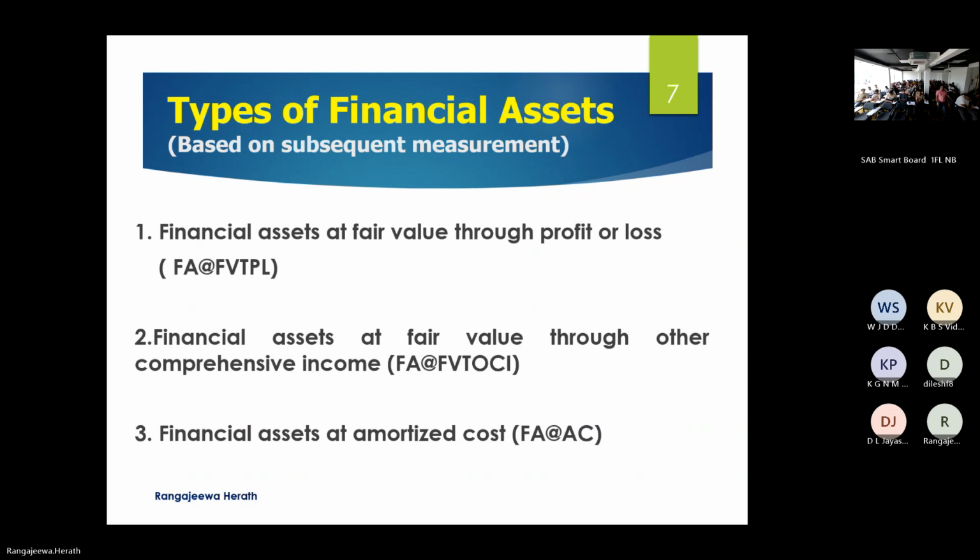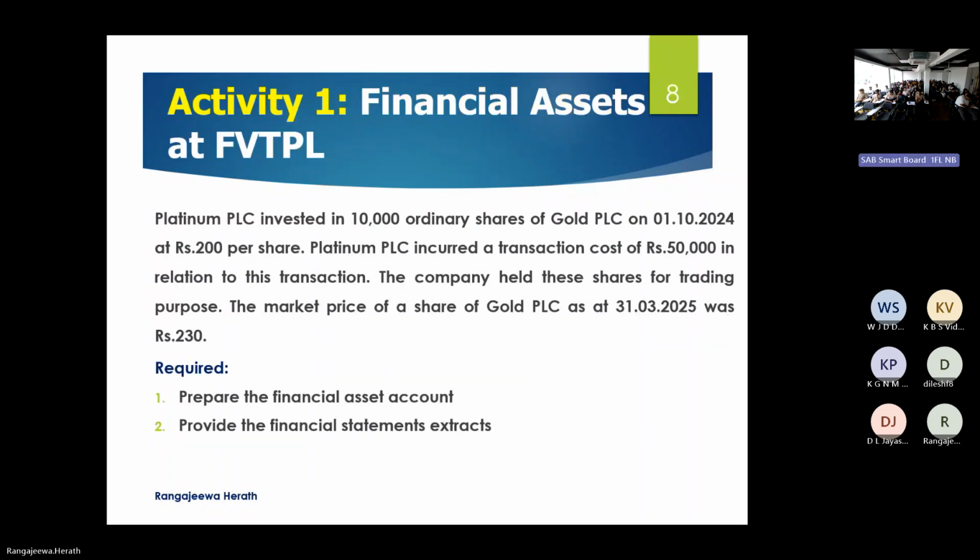Right. So then we are going to discuss how to account for these different classifications. First we will take investment in ordinary shares, which can be classified either as financial asset at fair value through P&L or financial asset at fair value through OCI. So we'll take the first activity.